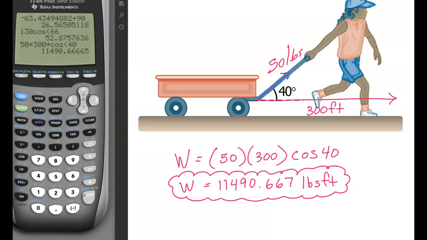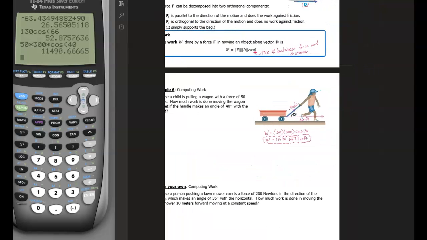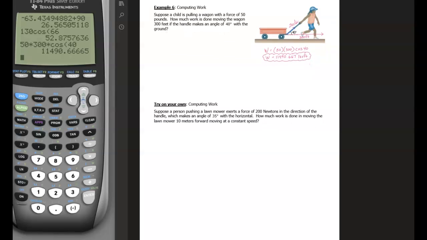And we're done. That's it. Multiply the magnitude times the distance times cosine of the angle between them. You guys go ahead and do example C on your own, and then we're done.